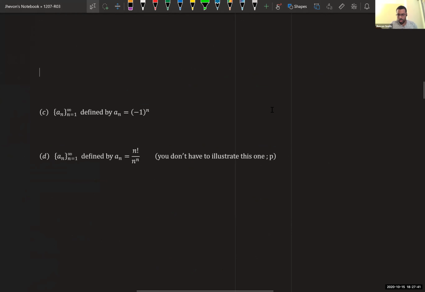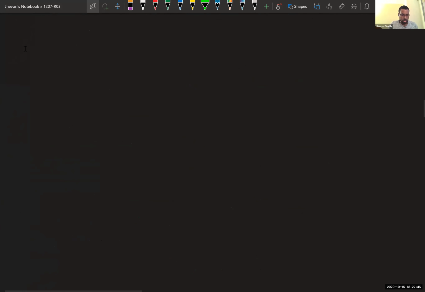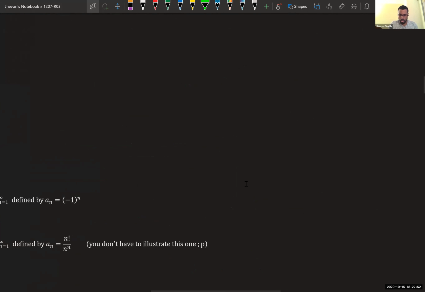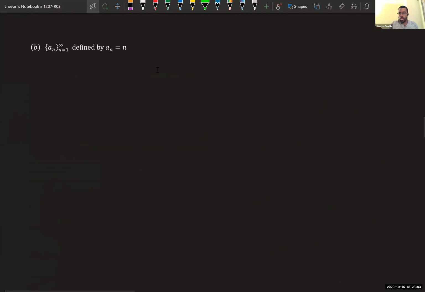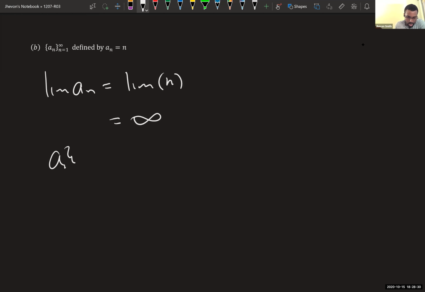Let's talk about this one. Okay, so let's look at this one. What does this sequence converge to? No. Why? How do you know? Because the limit as n approaches infinity of a sub n is infinity. Right. This is just the limit as we approach n. That's infinity. So a sub n diverges.